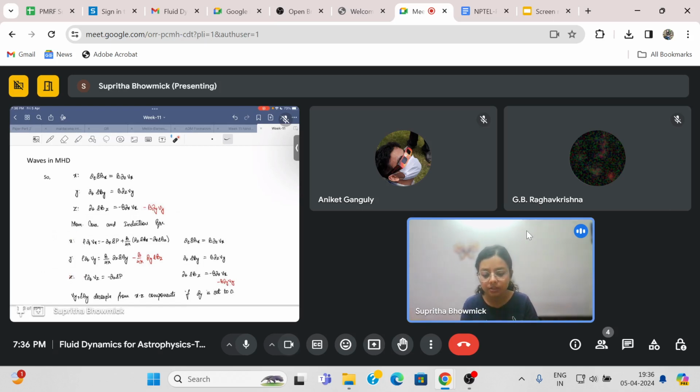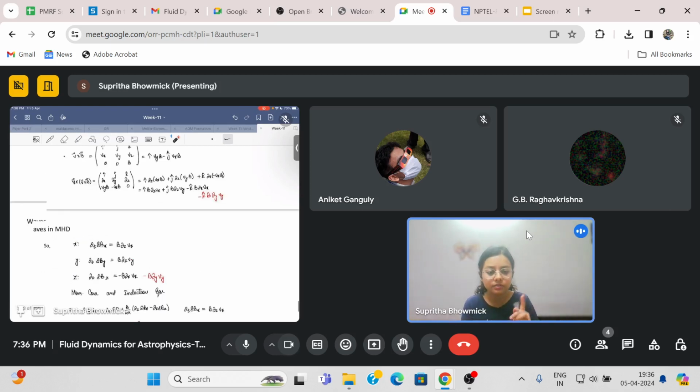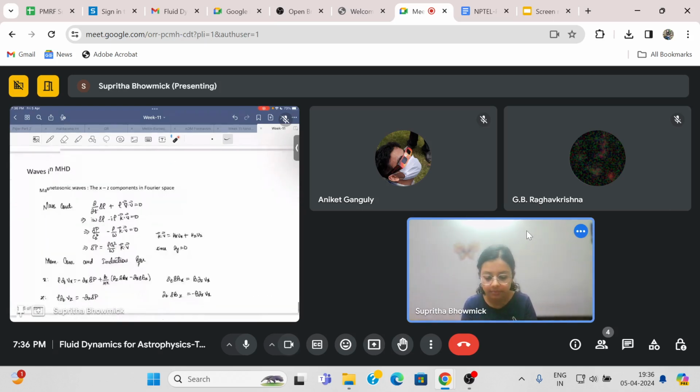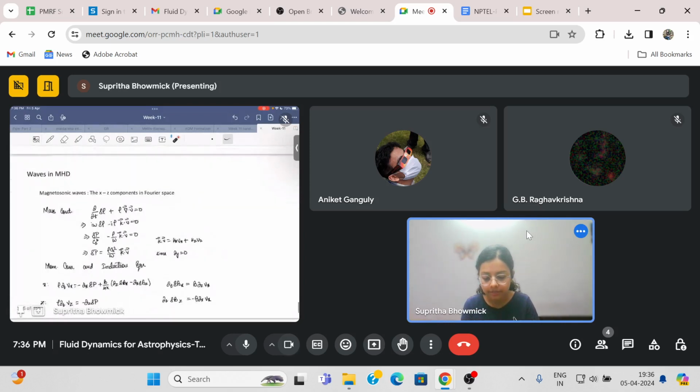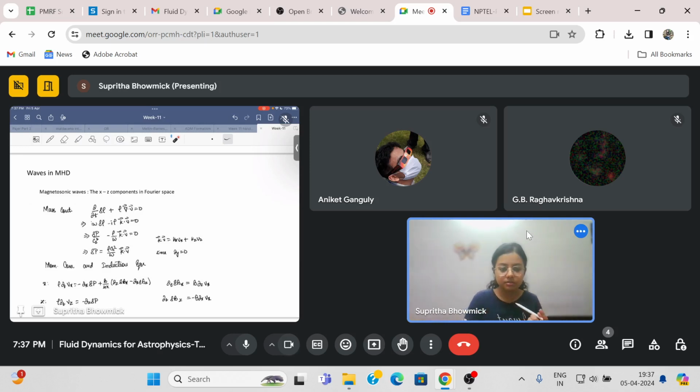Also notice that we did not study the mass conservation equation that we are going to take up now. All right. These x and z components will form what are called magnetosonic waves. They have a solution which are called magnetosonic waves. Now we will study all of these equations in Fourier space. We'll trade all of the time derivatives and space derivatives for omegas and k's.